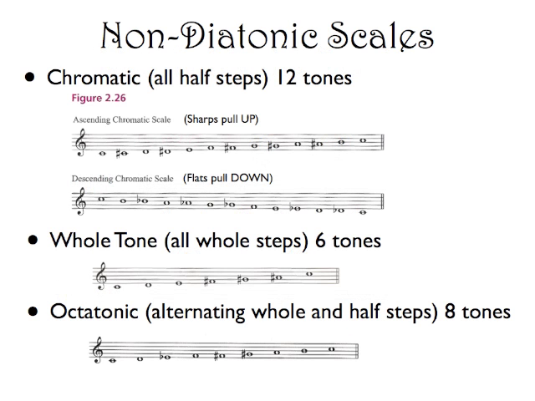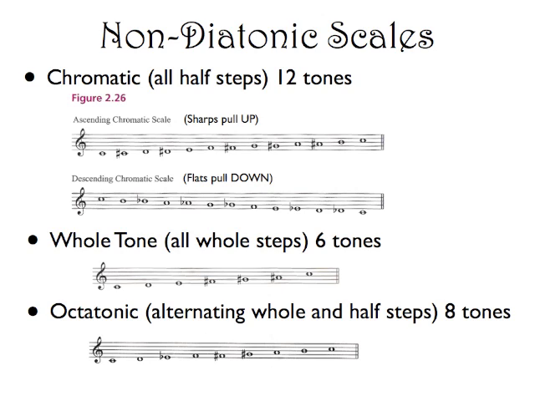There are other scales, all kinds of scales, actually a whole bunch of them, but the ones that are in common practice that you will come across: the chromatic scale, which has all half steps. Notice that they use sharps when writing chromatic scales that are going up, and they use flats when they're writing chromatic scales coming down, because sharps pull up and flats pull down.